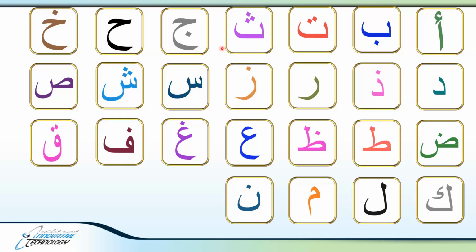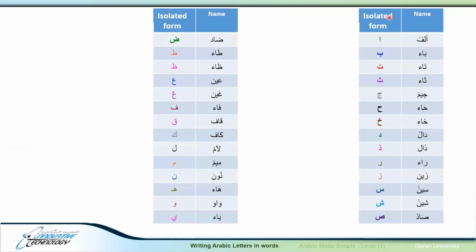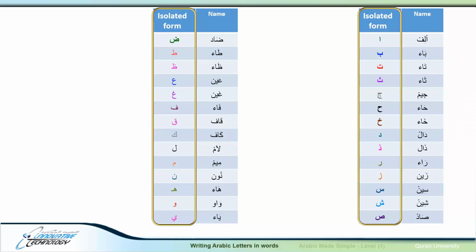So the noon is like the flatbed letters, but instead of having a flat bed, it has a curvy bed, and the dot is above the noon instead of the ba, which has it below. Ha is a combination of a dal and a waw, and the waw is a circle with an arc similar to the ra, and the ya is 2 semicircles with 2 dots below it. So what we have learned is basically the way to write the Arabic letters in its isolated form.